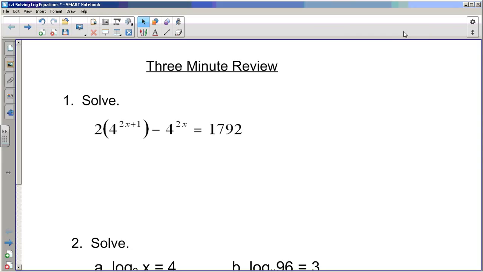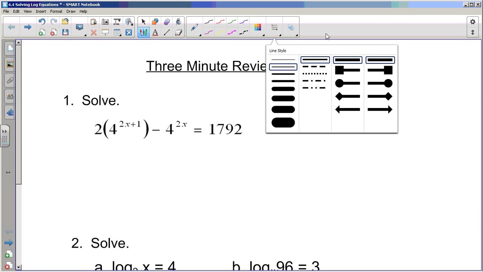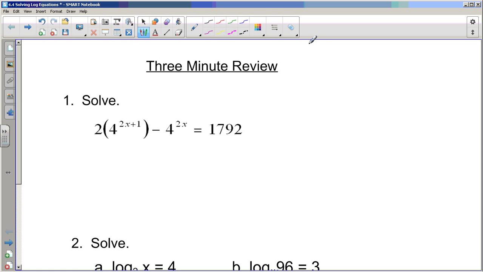Hello, gang. Back for lesson 4.4, which is on solving log equations. Yesterday we were solving exponential equations, and one of the strategies was to undo an exponential function by taking the log of both sides. And so today, later, we'll see, almost in number 2 in the 3-minute review, that we're going to do the opposite strategy for solving log equations.